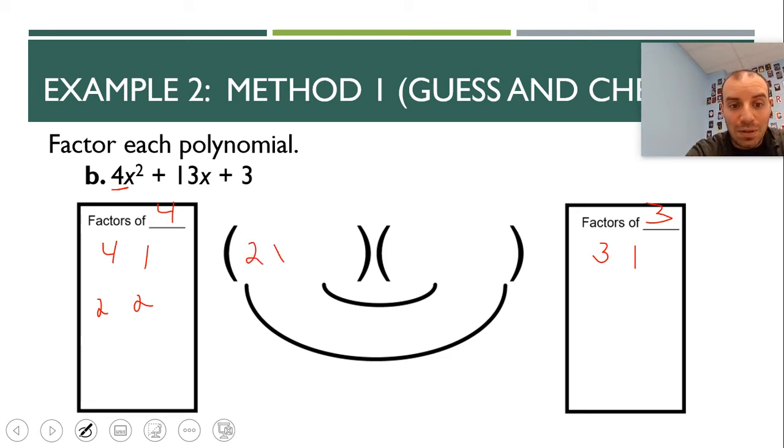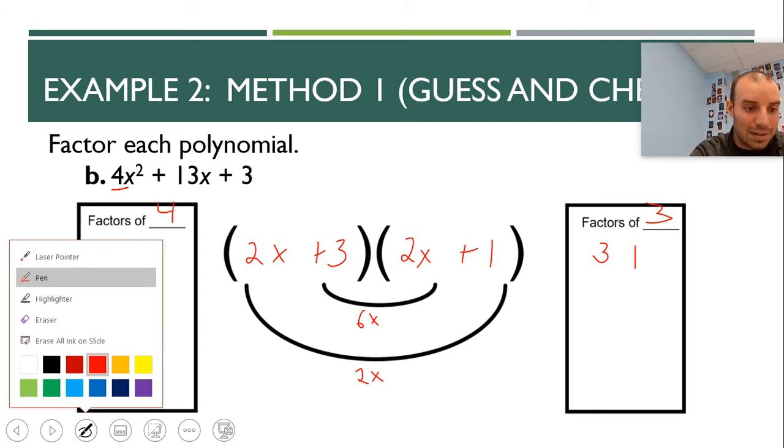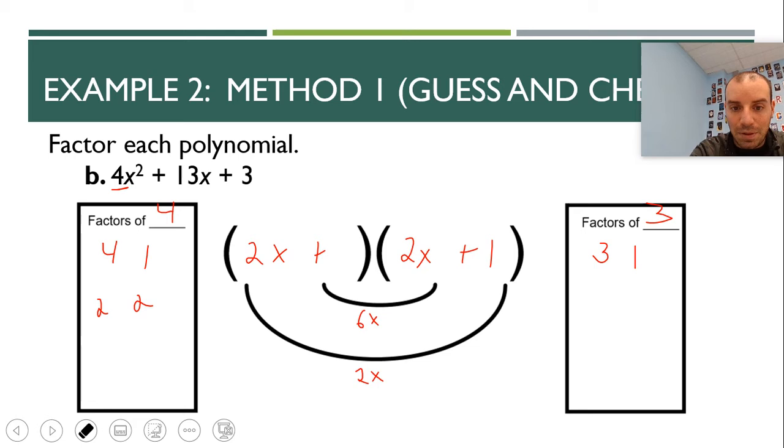So maybe I'll try it with 2x and 2x to start. Put a 3 in here, put a 1 in here. Your middle term would need to be 13x. So 6x and then 2x on the outsides. Well, that's not going to work because that only adds up to 8x. So that's out. So what if I flip them? No, it's going to be the same thing. So I know it's not 2x and 2x.